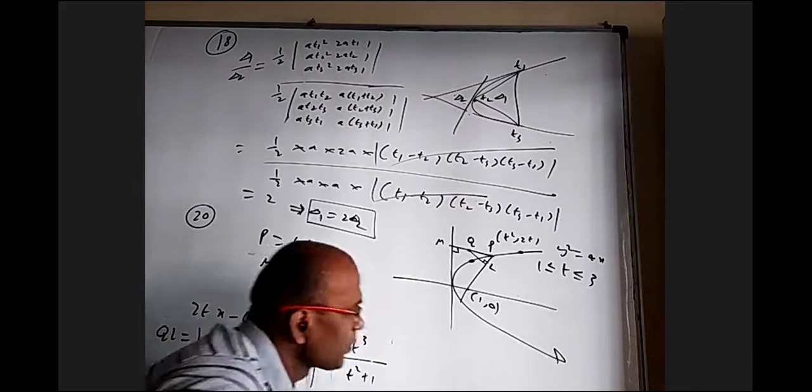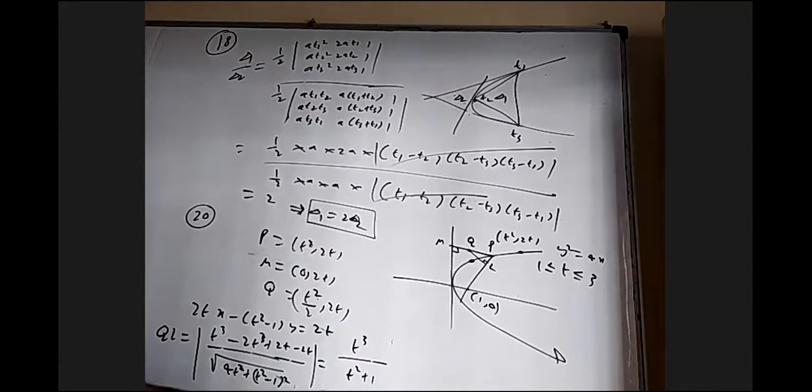Now between 1 to 3, what is the minimum value? It may happen at 1 itself or 3. We have to know whether it is increasing or decreasing. What is happening?